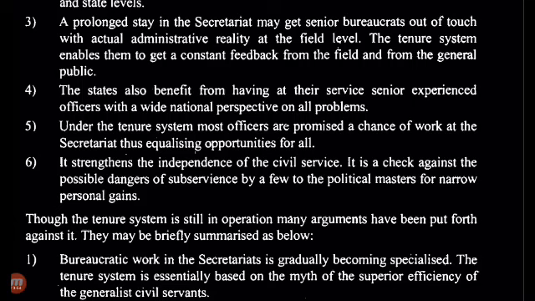Fourth, the states also benefit from having at their service senior experienced officers with a wide national perspective on all problems. Fifth, under the tenure system, most officers are promised a chance of work at the Secretariat, thus equalizing opportunities for all. Sixth, it strengthens the independence of the civil service. It is a check against the possible dangers of subservience by a few to the political masters for narrow personal gains.